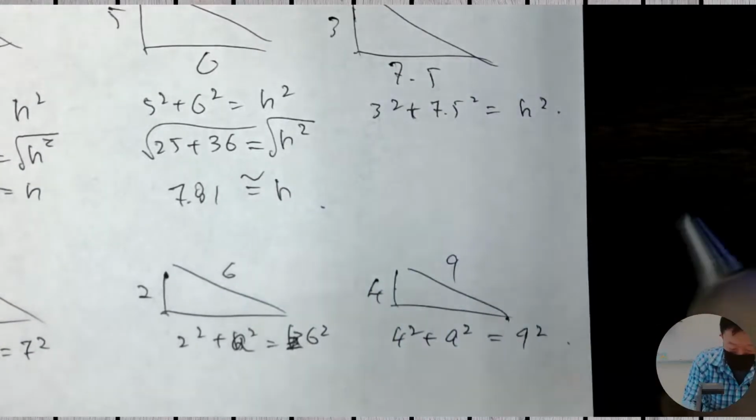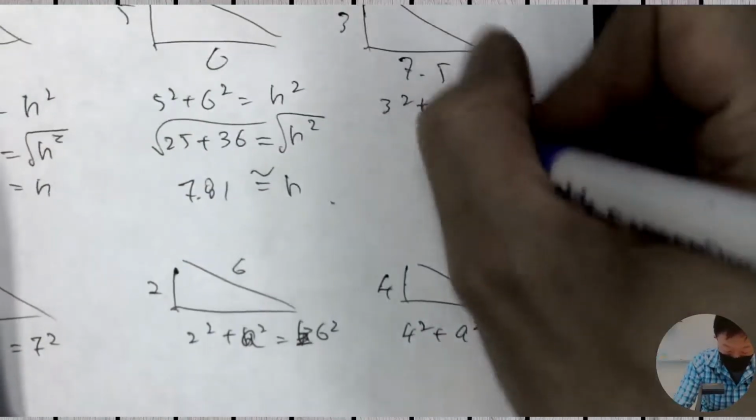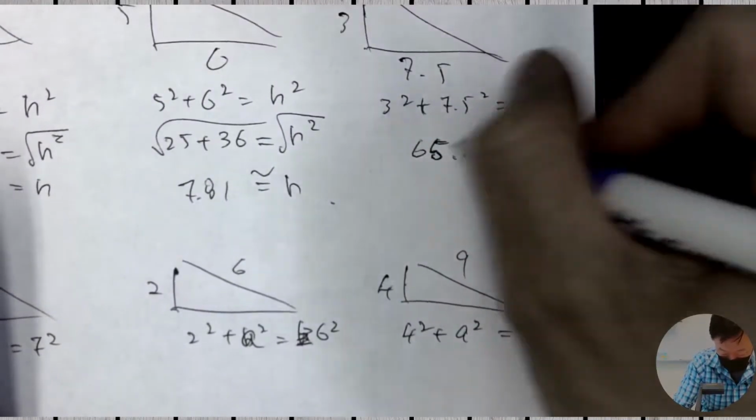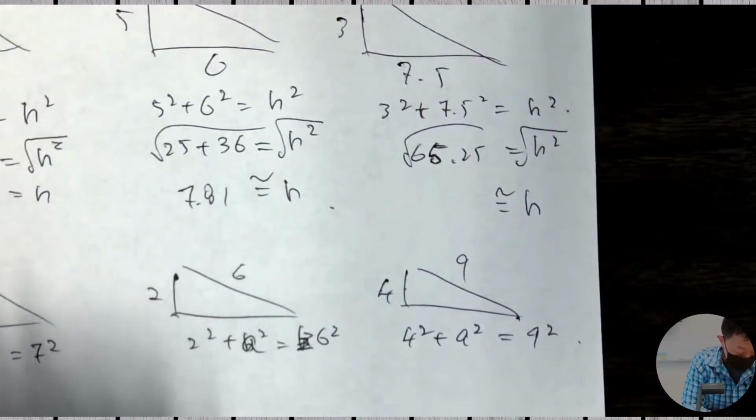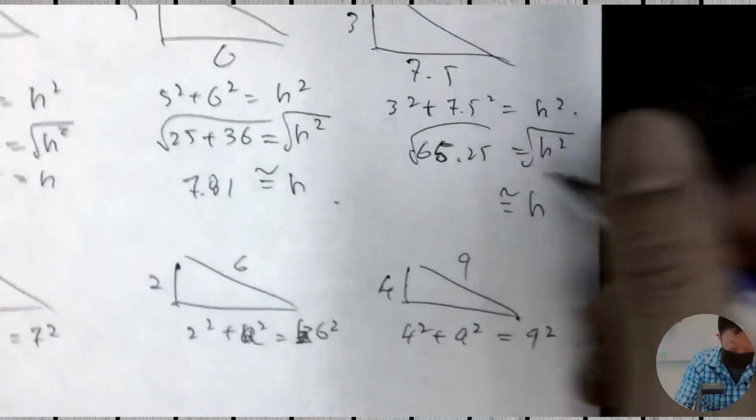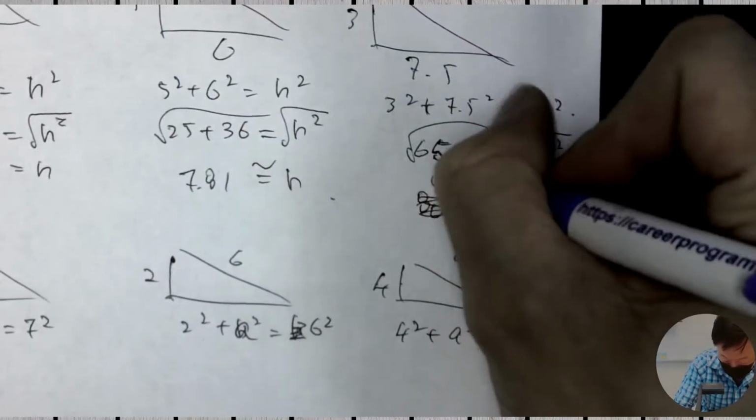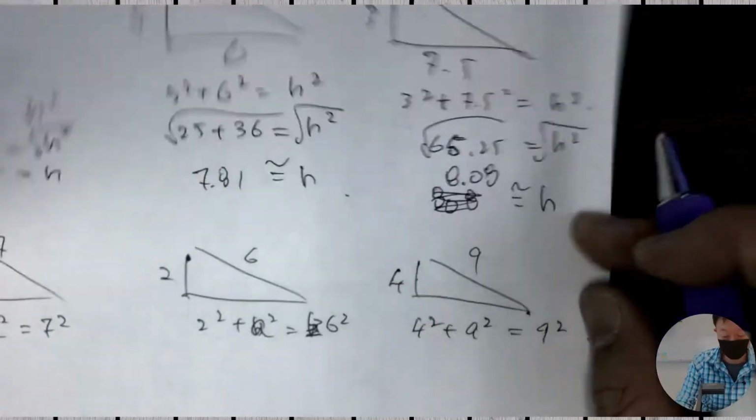So I'm gonna basically do 3 squared, which would be 9, plus 7.5 squared, and that would be 65.25, h squared, and h would be approximately 8.08. Raise your hand if you have this number, 8.08. You got 8.08, thank you.